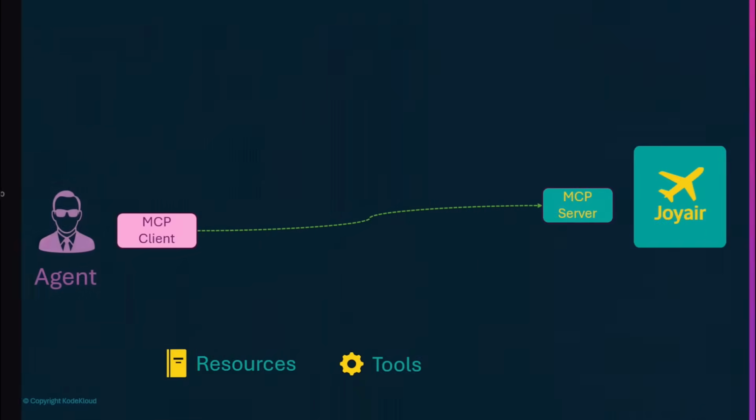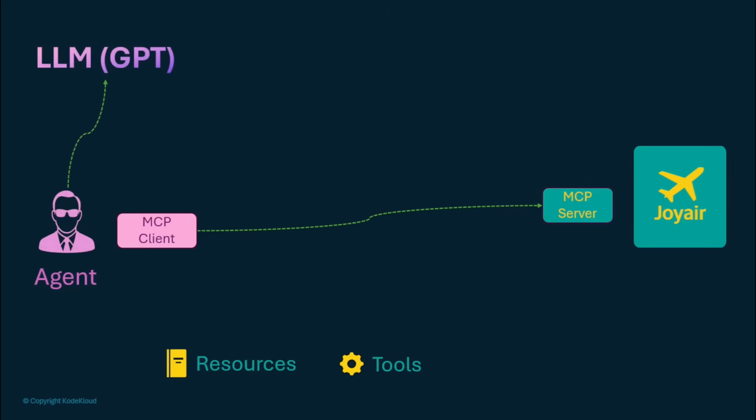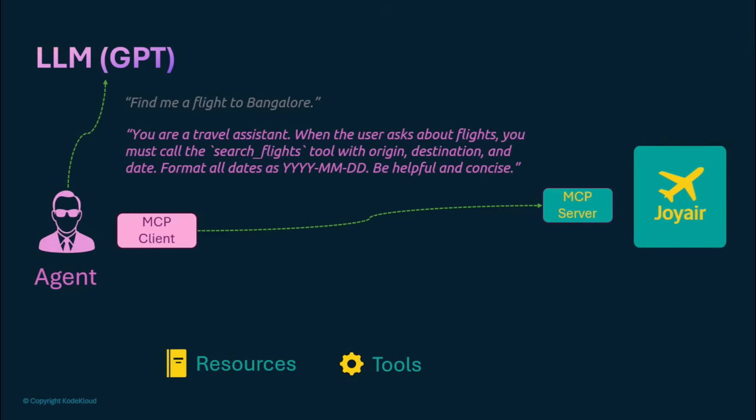Now, using these tools, the client or the AI agent that uses the client needs to call the LLM. You can leave it up to the AI agent or the developer building the AI agent to create the right prompt for the LLM. So whoever is building the AI agent might decide to send a prompt to the AI agent, say, find me a flight to London. However, as a developer of the MCP server, you know the better prompt is that you are a travel assistant, and when the user asks about flights, you must call the search flights tool with the origin, destination, and date, and format all dates as the particular format that's given here, and be helpful and concise.